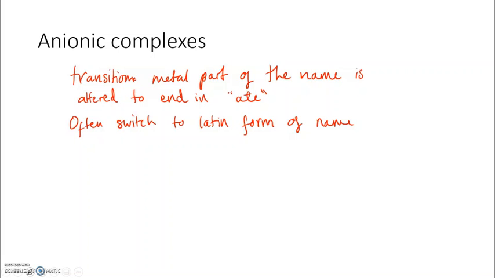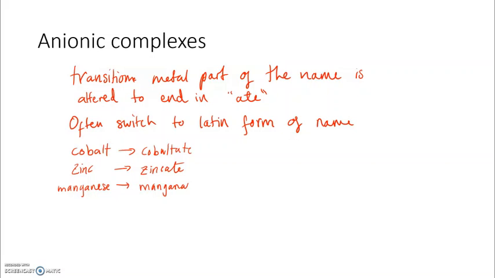So let's have a look at how some names might change. So we could have, for example, cobalt would be converted into cobaltate. Zinc would be converted into zincate. And let's think of another one. Manganese would be converted into manganate.